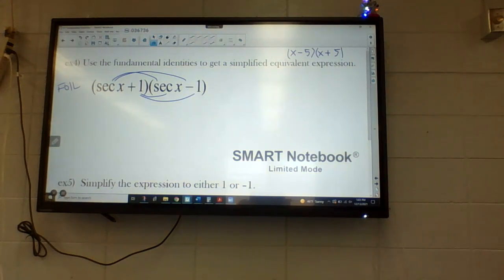The reason foiling is so good here is because those middle two terms will cancel, and I'll be left with just two terms. And we like squares.